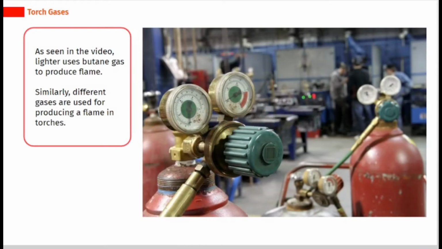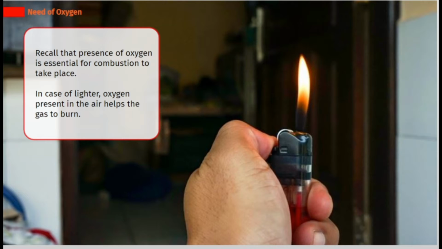As seen in the video, a lighter uses butane gas to produce flame. Similarly, different gases are used for producing a flame in torches. Recall that the presence of oxygen is essential for combustion to take place. In the case of a lighter, oxygen present in the air helps the gas to burn.